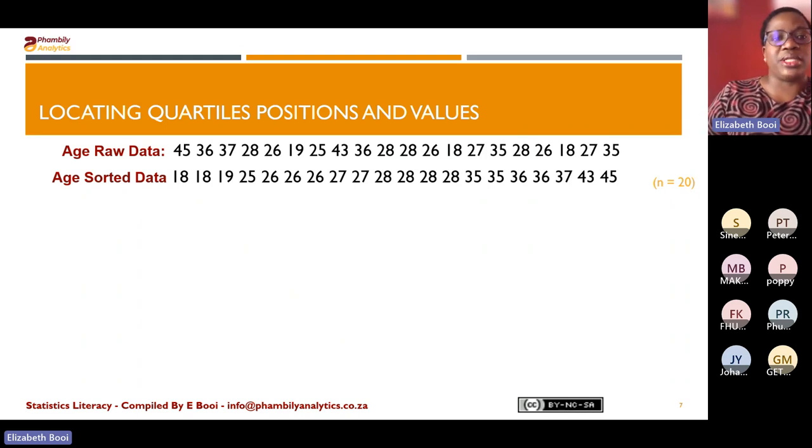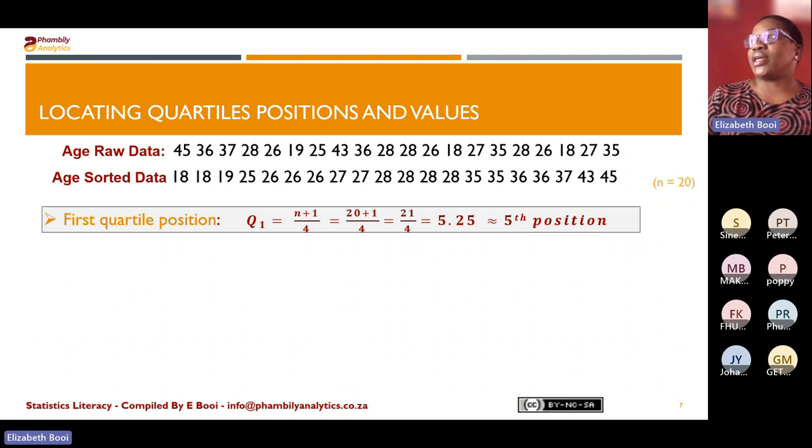So let's locate quartile 1. We know that with the first quartile, we need to find first the position. It's given by N plus 1 divided by 4. We have 20 data points. So we say 20 plus 1 divided by 4, which is 21 divided by 4, and we get the answer of 5.25. Remember the rule set? If it is a non-fractional 0.25 value, we round down. So therefore, we're going to estimate that the position of the first quartile is on the fifth position.